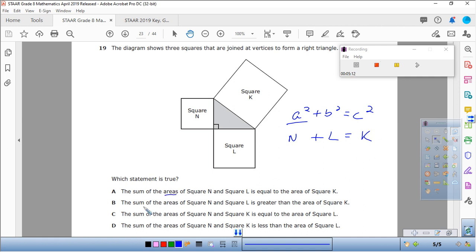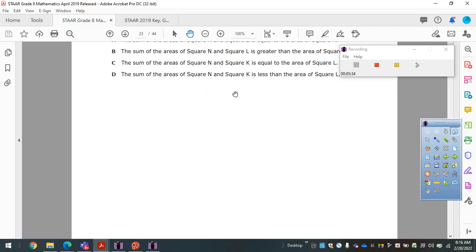The sum of the areas, sum means to add up, so these are all adding them up, of n and L equal k. Oh, I like that one. Easy. Thank God there was not too much reading in that one. This says that n and k equal that one, so now that one's out, and less than is out. Perfect. Keep it up.